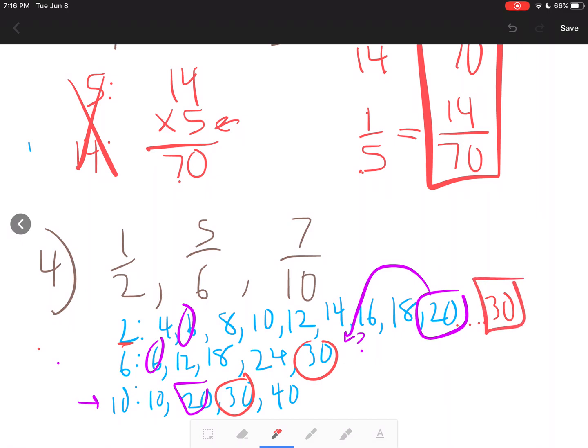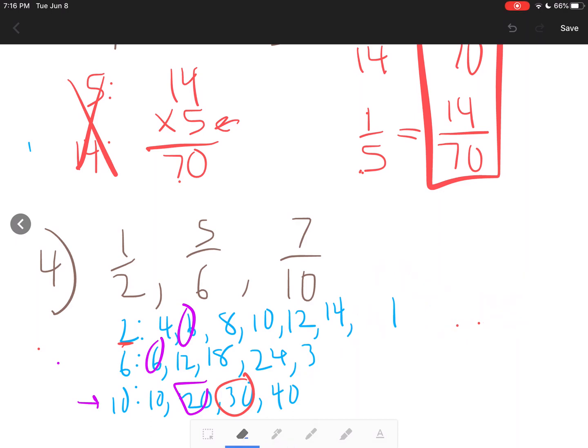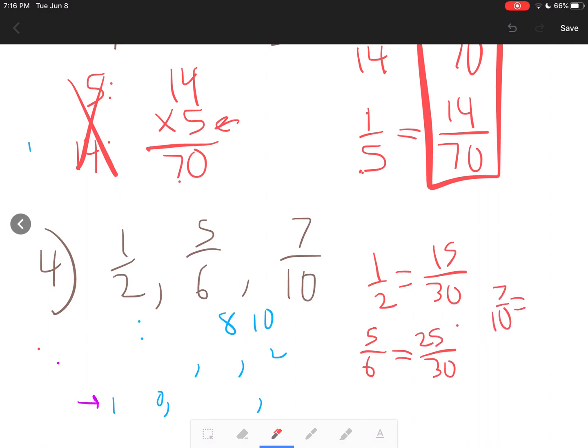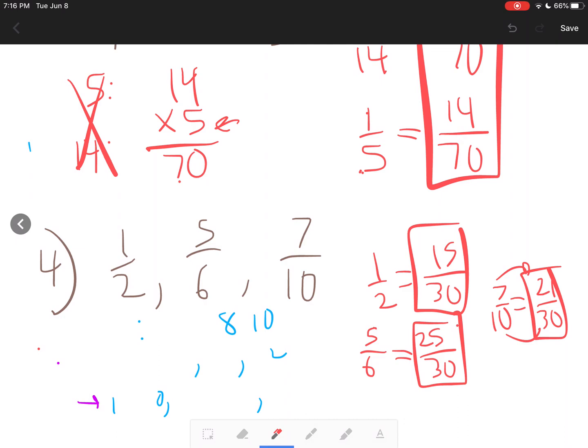And so now it's all about rewriting these in terms of 30ths. Play the same game that we've been doing. So I'm going to clean this up really quickly. Give myself some workspace. 1/2 is equal to what over 30? Times it by 15, so I'd get 15 over 30. Oops, I need 5 over 6. Times that by something to get to 30, that'd be 5, so it'd be 25 over 30. And then 7 over 10 is going to equal something over 30, times the denominator by 3. The numerator also needs to be times by 3, so 21 over 30. So the process is the same, it's just a little more work.